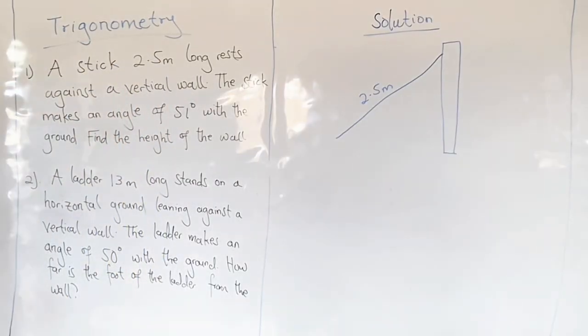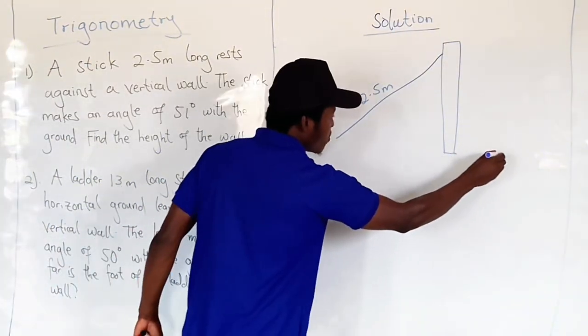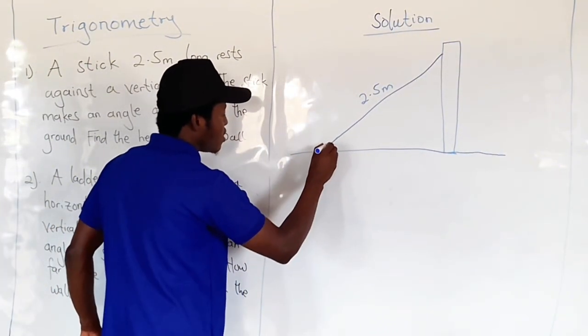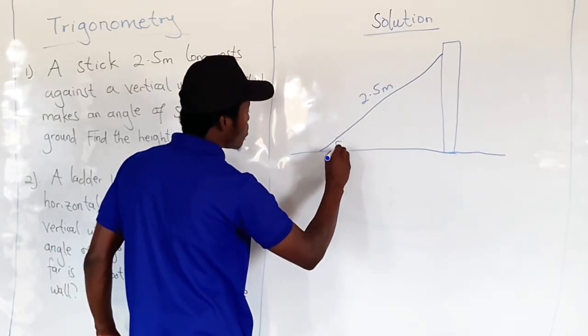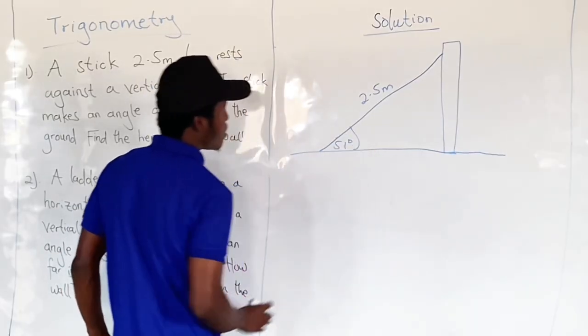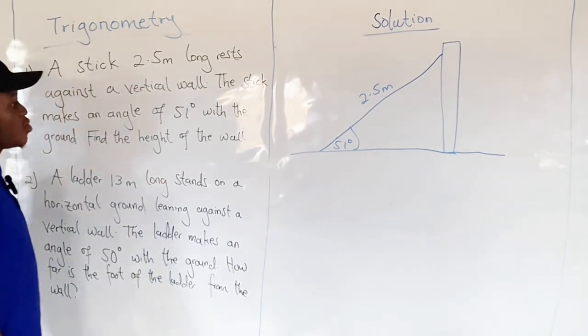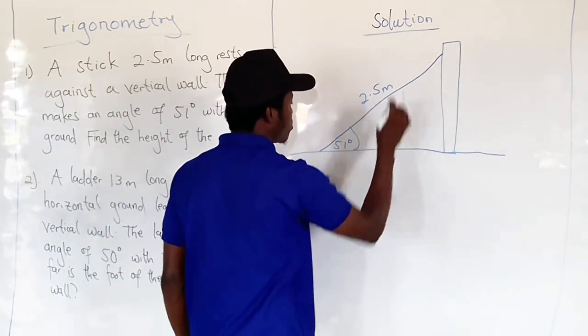The stake makes an angle of 51 degrees with the ground, so we first have to illustrate the ground level in our diagram like this. Remember, both the wall and the stake will be on the same ground level, and we have our angle 51 degrees here. Find the height of the wall. We have to look for the height of the wall, which is this side.